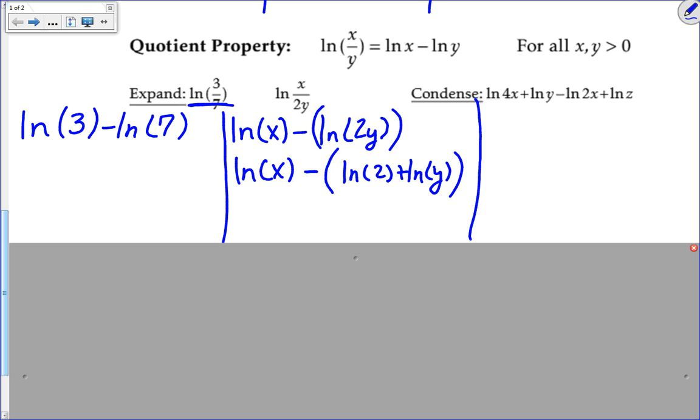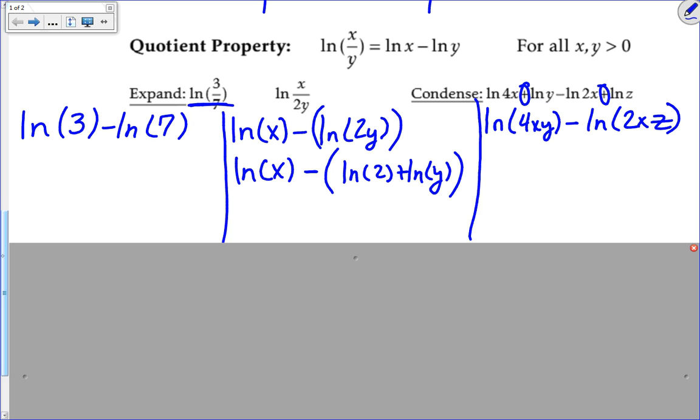So what operations do we have going on over here? We have addition, we have subtraction. So those are going to be, like you said, multiplication and division. So let's get rid of this addition first. Let's tackle this addition. So if we do that, we're going to get what? ln of 4xy. And then we're going to subtract the ln of 2xz.